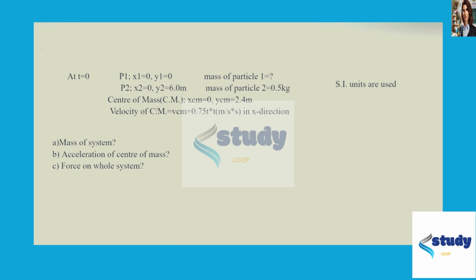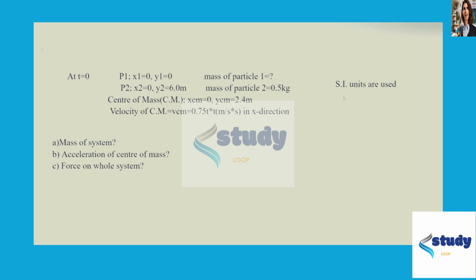So we have two particles, particle 1 and particle 2. At t equals 0, we are given that the first particle is at the origin. So this means x1 equals 0, y1 equals 0. And we are not given the mass of particle 1. And particle 2 is at x2 equals 0 and y2 equals 6.0 meter. And the mass of particle 2 is given, which is 0.5 kg.